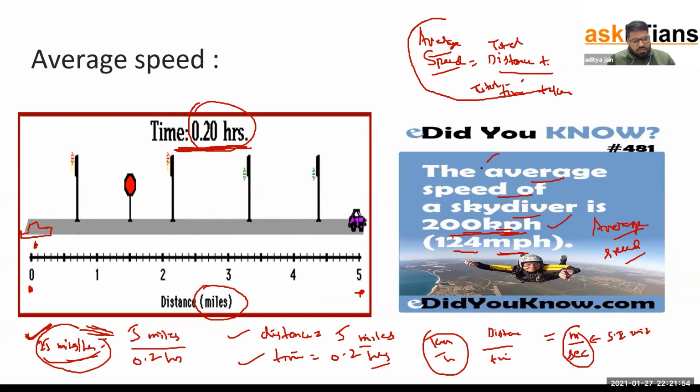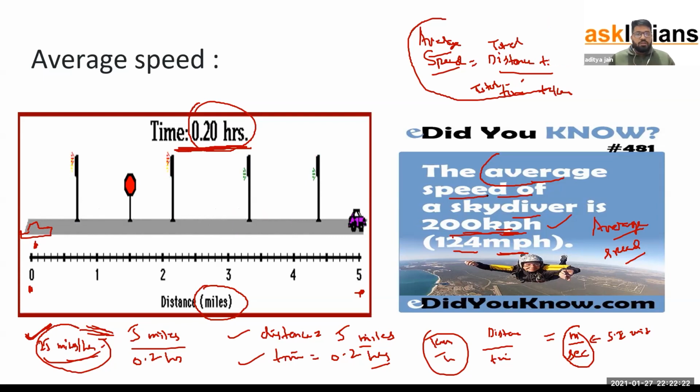That's why the word is written here: the average speed of a skydiver. Whatever speed the speedometer in a car or any automobile gives is the instantaneous speed. Average speed is the total distance traveled during the entire journey divided by total time taken. Both have the SI unit meter per second. It can be measured in meters per hour or kilometers per hour, but the SI unit is meter per second.